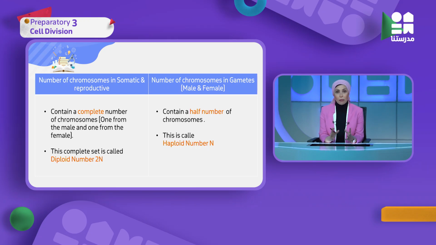يبقى summarizing كده السوماتيك فيها هي whole number of chromosomes, somatic و reproductive whole number which is called diploid which is 2n, while the gametes containing half number of chromosome or haploid number of chromosomes which represents by letter n. طيب أكيد الكروموسومز دي very important part in your body. It's responsible for حاجات كتير. Let's go and see طب what are the importance of those chromosomes?